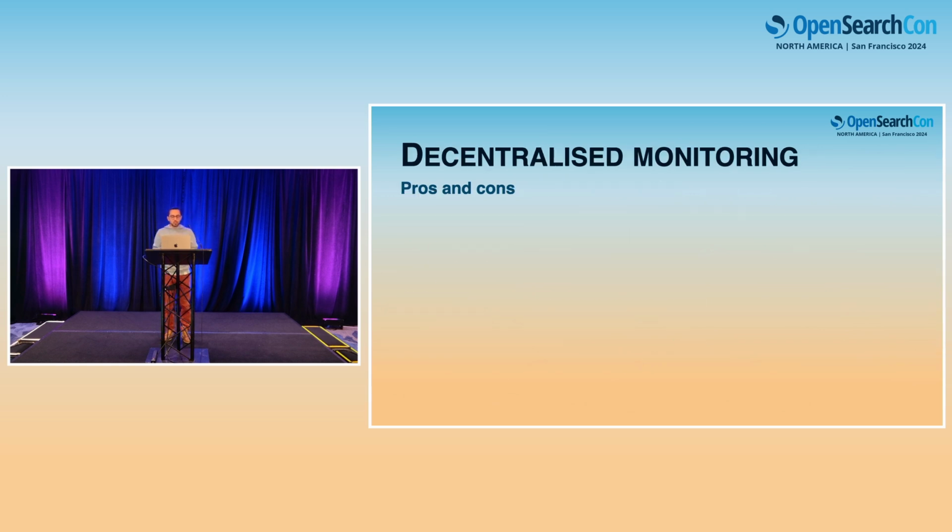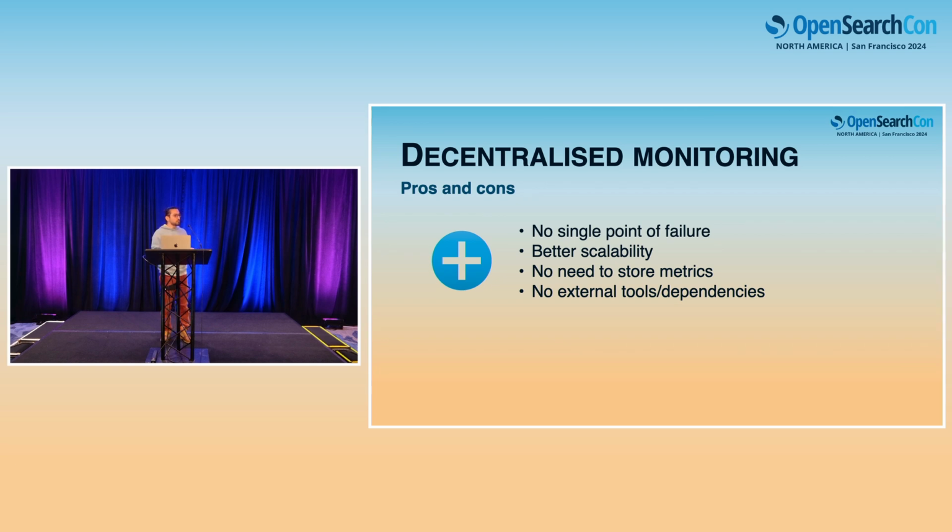Now, the pros and cons, very quickly. There is no single point of failure. So even if the central monitoring cluster goes down, we don't care, because these alerts will keep on working. They are local to each OpenSearch cluster we offer. There's better scalability. We can grow to thousands of clusters without a problem. And there's no need to actually store the responses of those APIs. So we save cost here, let's say. And there are no external tools or dependencies to achieve this job. It's just native alerting and notifications plugins that come by default with OpenSearch.